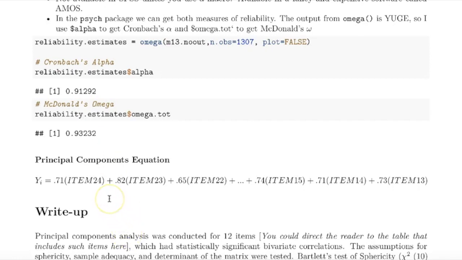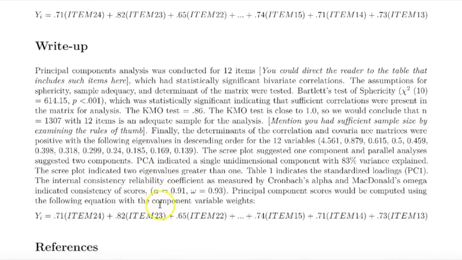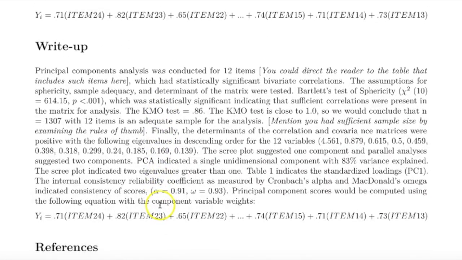And then here I just have my principal components equation and my write-up. I did a principal components analysis. I talk about the assumptions. I talk about how the parallel analysis suggested two components and the scree plot just one, depending on how you look at it. But the pattern matrix suggested just one.